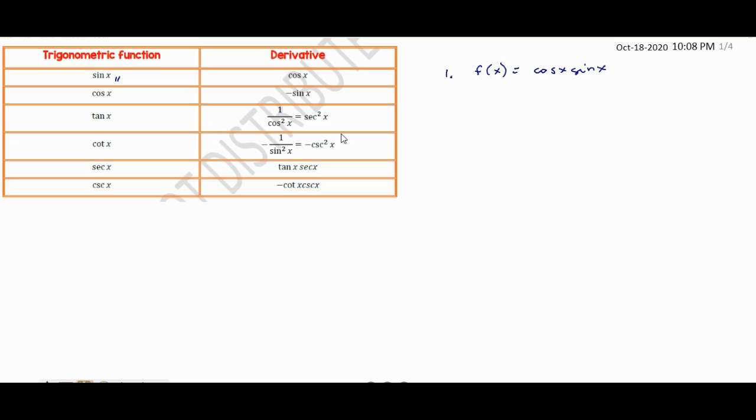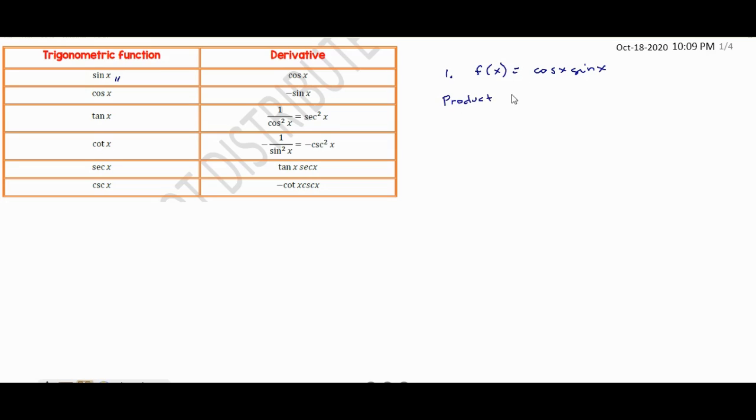For our example, we have the function f of x is equal to cosine x sine x. If you will take notice, this is a product. So in order for us to get the derivative of this function, we are going to use our knowledge of the product rule. If you still remember, the product rule is given by this formula. So to get the derivative of the product, I will write it right here.